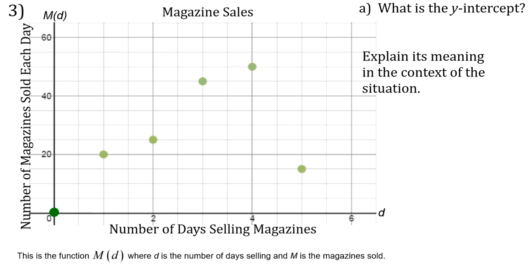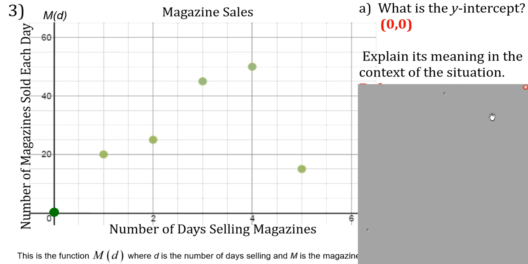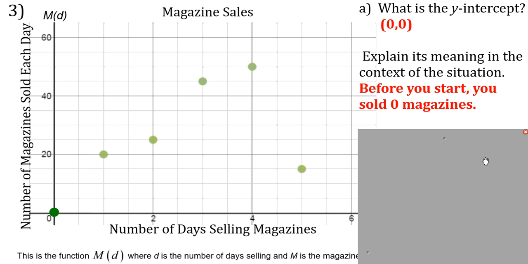First one is, what is the y-intercept, and explain its meaning. We have a y-intercept at 0, 0. And so what's the meaning based on the situation? Well, if you haven't been selling magazines, you can't have any sales. So again, before you start, you sold 0 magazines.